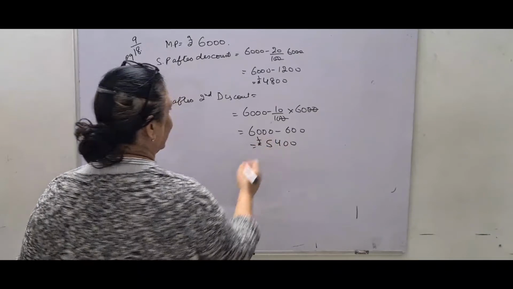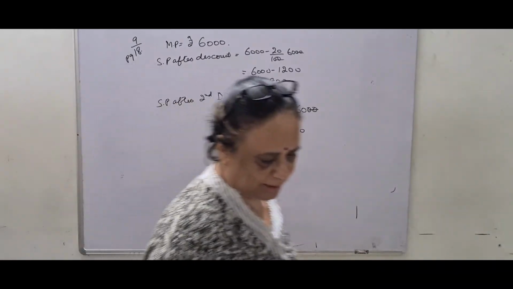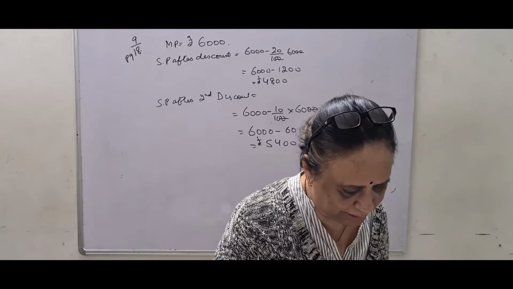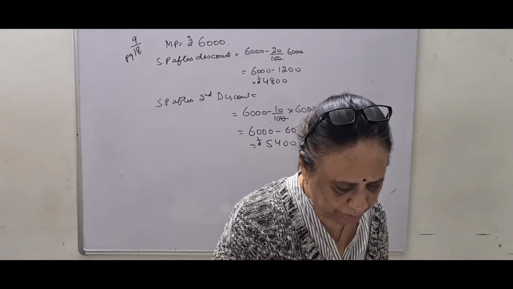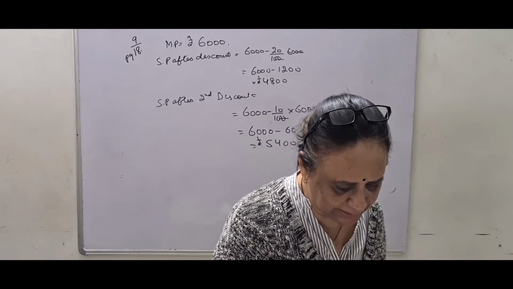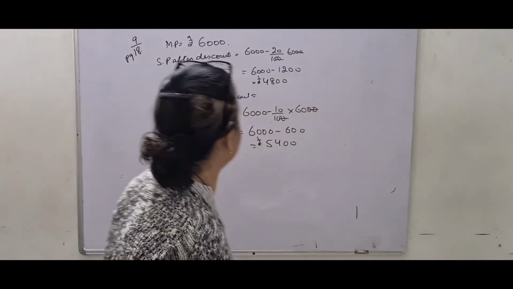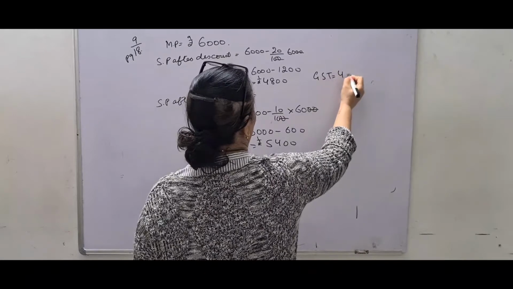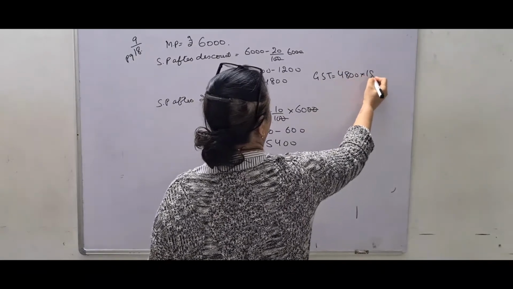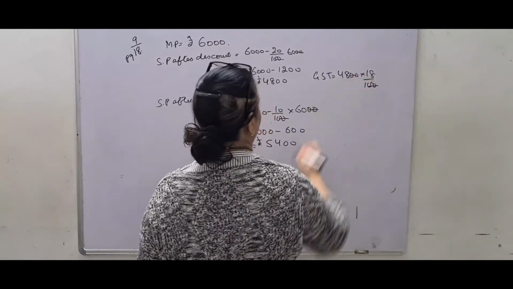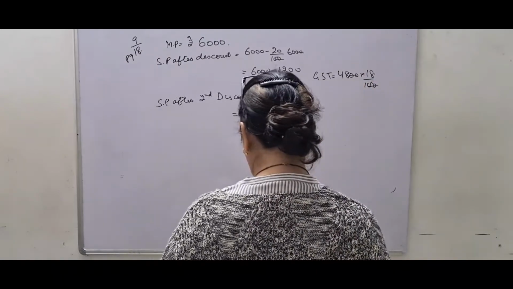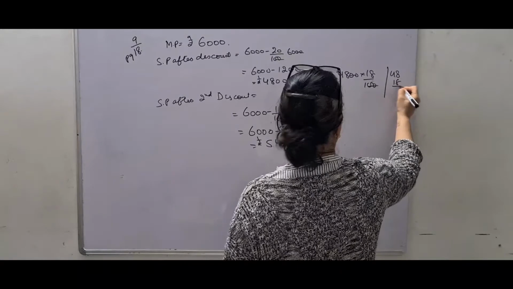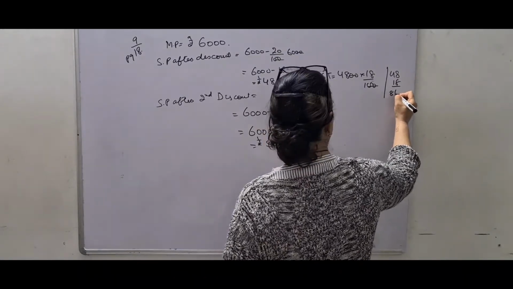Now please understand the question. The question asks to find the amount of tax paid by the dealer to the government, because he said that 18% is the GST at each stage. So we'll calculate GST now. GST for the first will be 4800 into 18%. Please calculate it, you can do 48 into 18 at the side, and this will be 864.